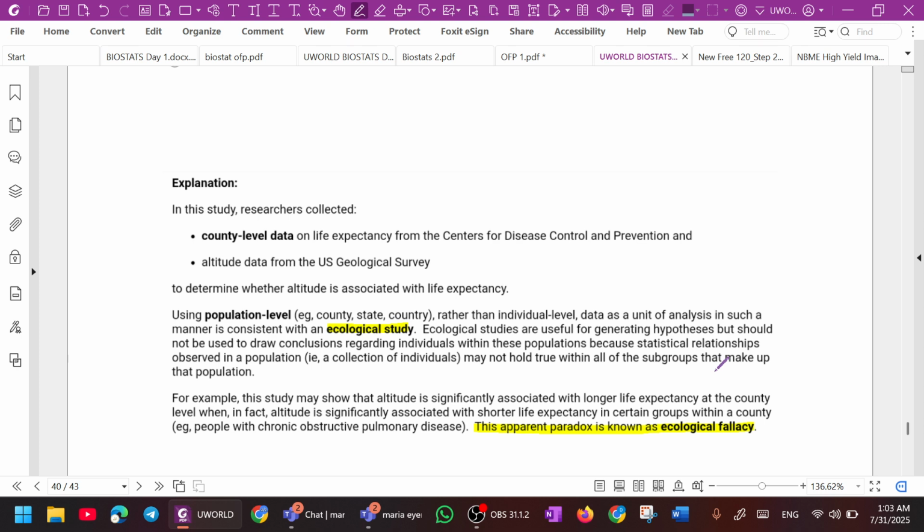For example, the study may show that altitude is significantly associated with longer life expectancy at the county level, when in fact altitude is significantly associated with shorter life expectancy in certain groups within the county, such as people with chronic obstructive pulmonary disease. This apparent paradox is called ecological fallacy. Makes sense. Yes. Next.